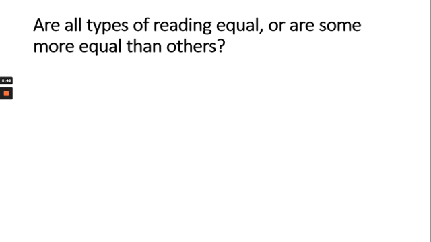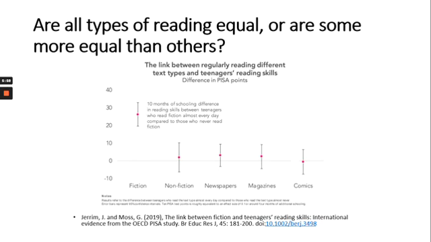But this is an important thing. Are all types of reading equal, or are some more equal than others? If you're well read, you might recognise that I'm playing with a line from Animal Farm there. And the answer is no. Fiction, as you can see on the screen, has the biggest impact in improving your understanding and your reading age. Okay? So you can see there non-fiction, newspapers, magazines, comics, minimal. Comics even slightly less than having no impact. It's actually slightly detrimental.